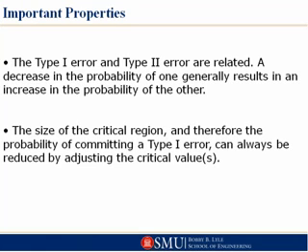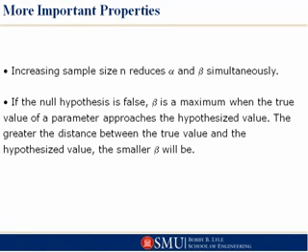They are related. I think this is saying the same thing. If the null hypothesis is false, beta is a maximum when the true value of the parameter approaches the hypothesized value. The probability of a type 2 error is a maximum when the true value of the parameter approaches the hypothesized value. That's that example I showed you a moment ago when the defendant is guilty, but it's not so clear. Same kind of thing here.